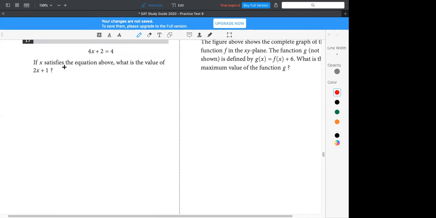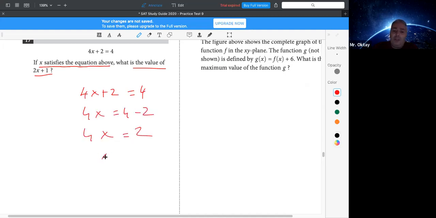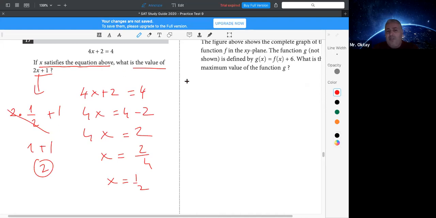Now, 17. If x satisfies the equation, what is the value of 2x plus 1? Oh my God, it's very simple. 4x plus 2 is equal to 4. 4x is equal to 4 minus 2. 4x is equal to 2. x is equal to 2 over 4, so x is equal to 1 over 2. Now put it here. 2 times 1 over 2 plus 1. So 1 plus 1, which is 2. Finished. This is the first way.